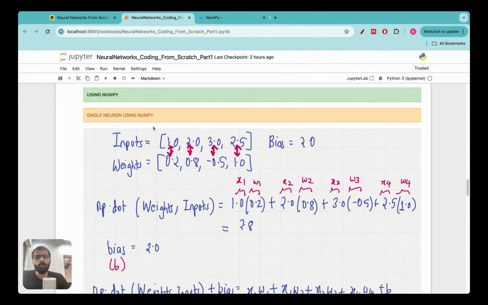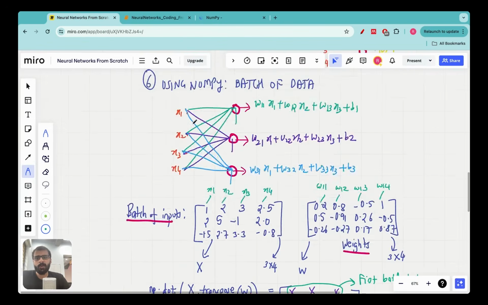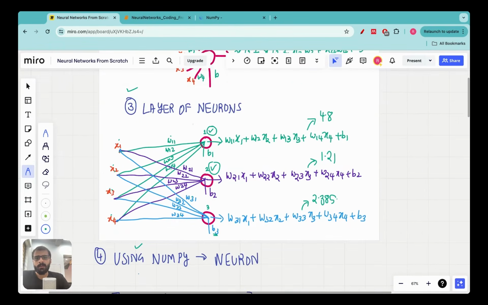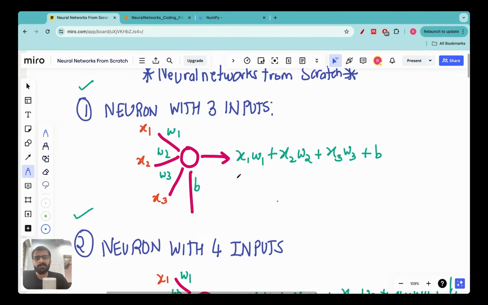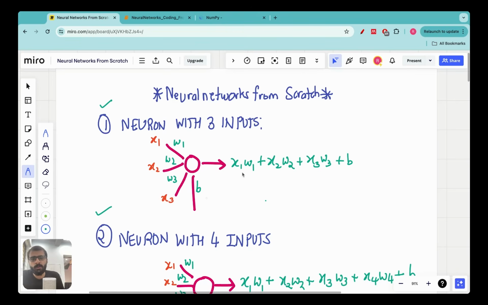Okay, now we are going to code using numpy in Python. First, we are going to code a single neuron. Okay, so let's say we have a neuron with three inputs: x1, x2, x3. w1, w2, w3 are the weights, and b is the bias. We know that the output of this neuron has to be x1 w1 plus x2 w2 plus x3 w3 plus b, right? Based on your learnings of the dot product, can you think what this can be written as?